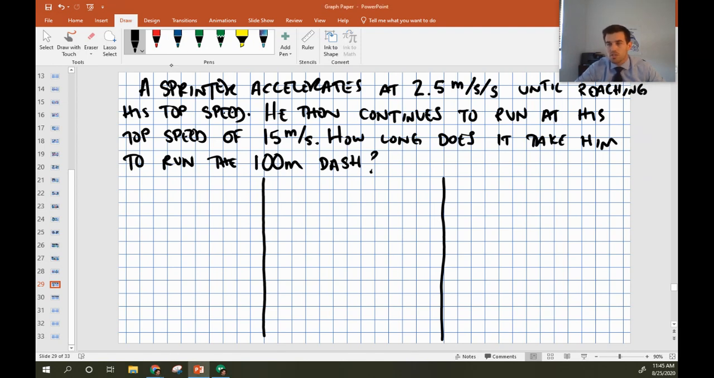The first thing that we're supposed to do in this first box is to draw a sketch. So I'm going to draw a quick sketch. Why is it still blue? Red. All right. I'm going to draw a sketch of our sprinter.